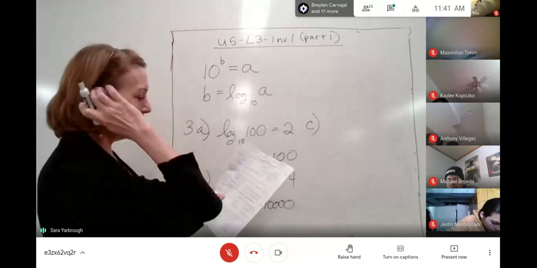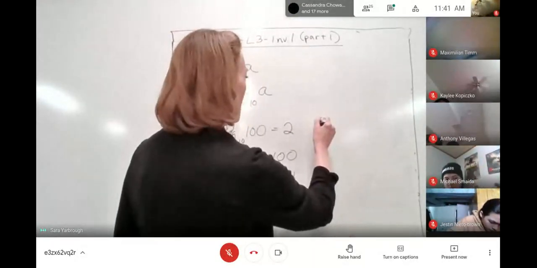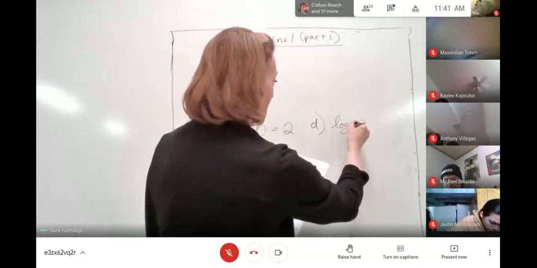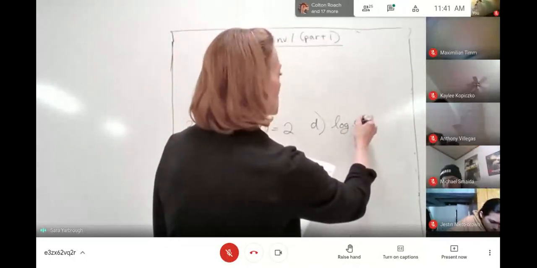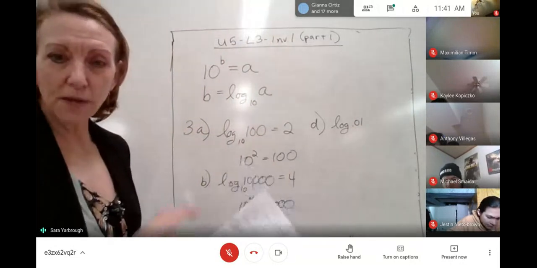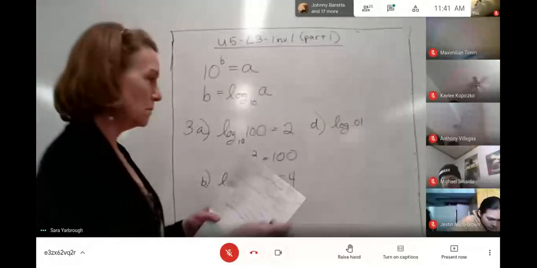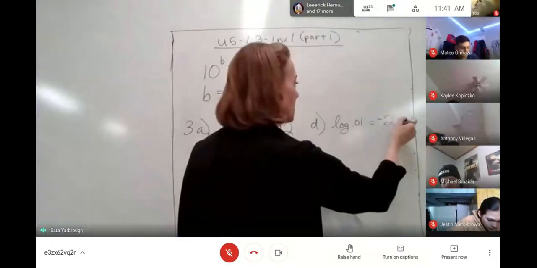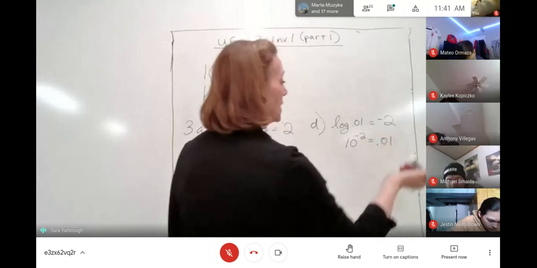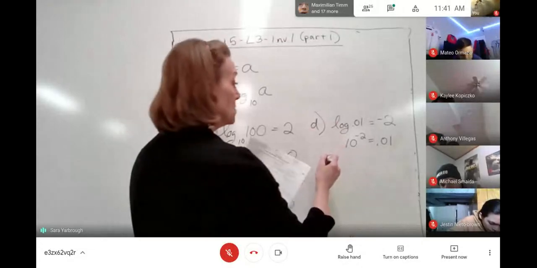I'm going to skip around a little bit so we can do ones that aren't quite so obvious. Let's do D, the base 10 log of 0.01. Now, we figured that out up in number 1, but do it on your calculator now. Yeah, you get -2. It's because 10 to the -2 equals 0.01. That's why that's true.